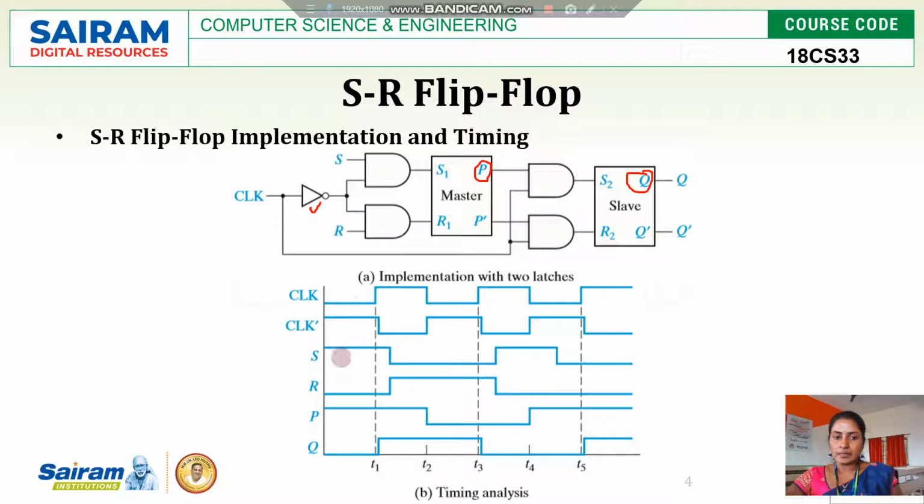Clock, positive clock, negative clock, S and R, P. P is the master output, Q is the slave output. Master is working at the negative edge, Q is working at the positive edge. Okay.